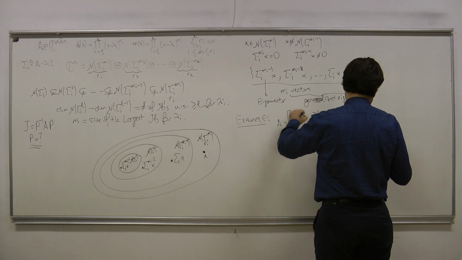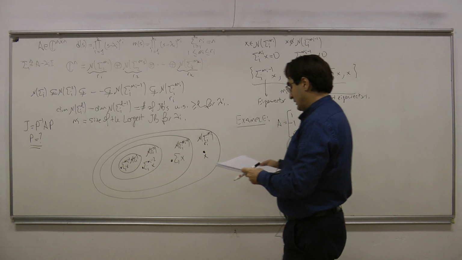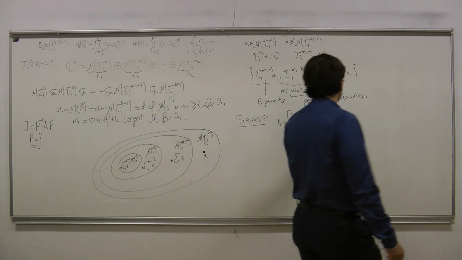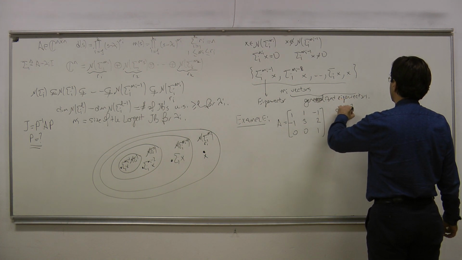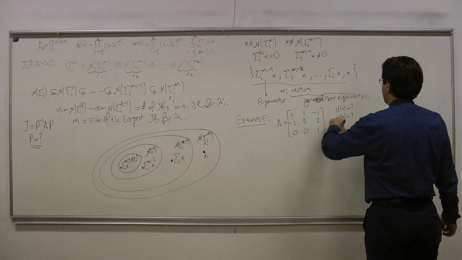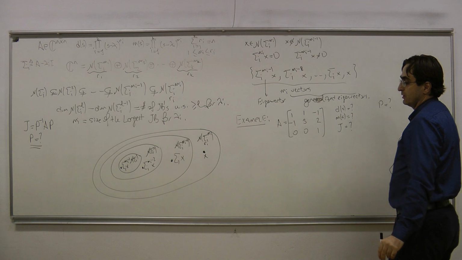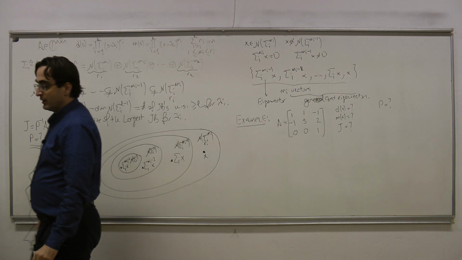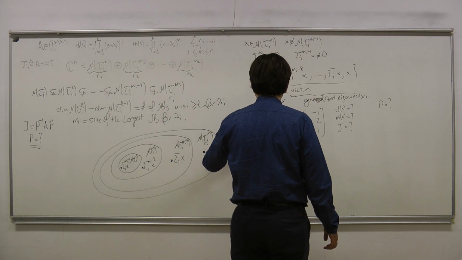1, 1, minus 1, minus 1, 3, 2, and I have 0, 0, 1. Okay? So this is my example, and what we would like to do is find the characteristic polynomial, find the minimal polynomial, and find the Jordan canonical form, and find the P matrix that would put this matrix into its Jordan canonical form.